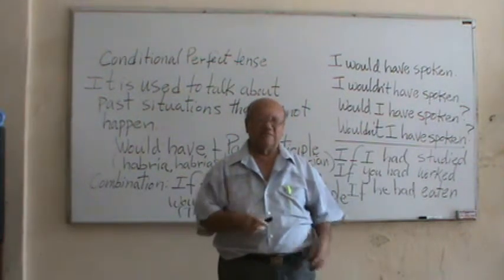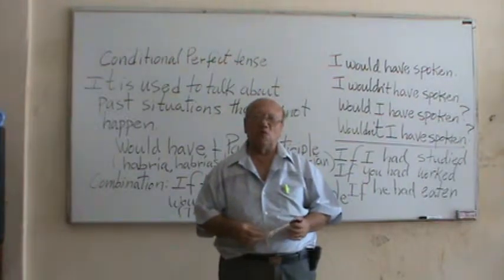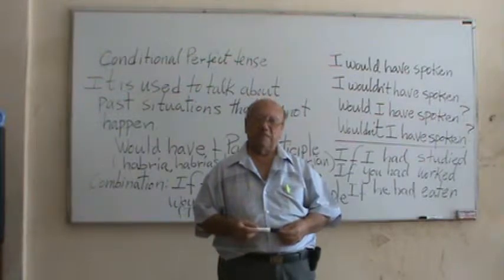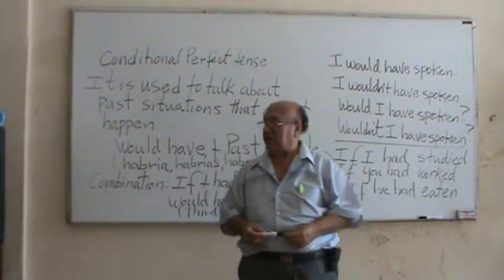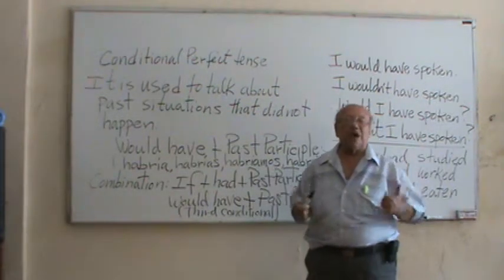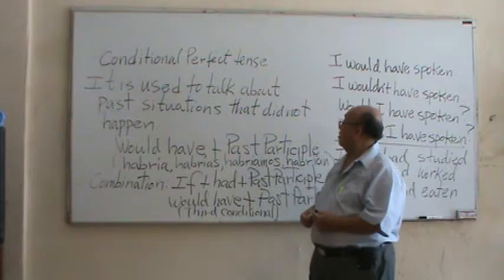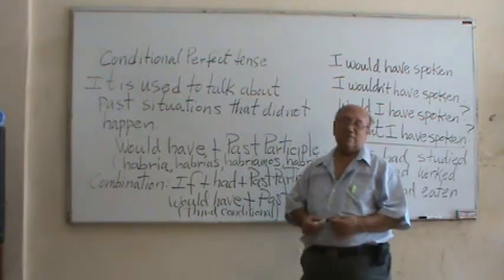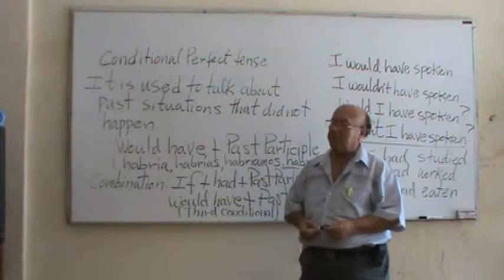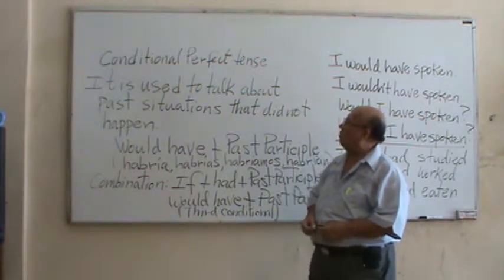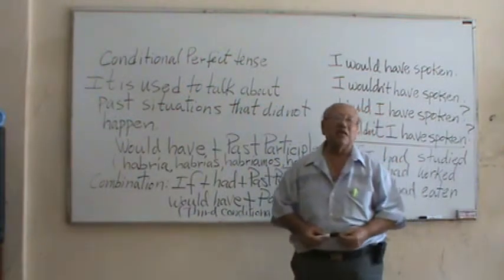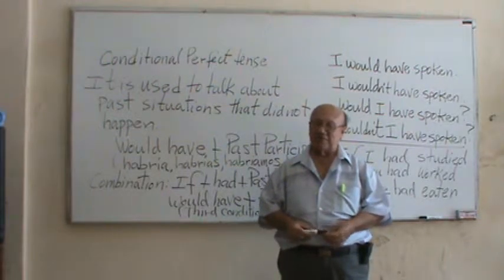Conditional perfect tense. In this video, we will learn how to use the conditional perfect tense. The conditional perfect tense is used to talk about past situations that did not happen. For people who speak Spanish, se usa para hablar de situaciones pasadas que no se realizaron.